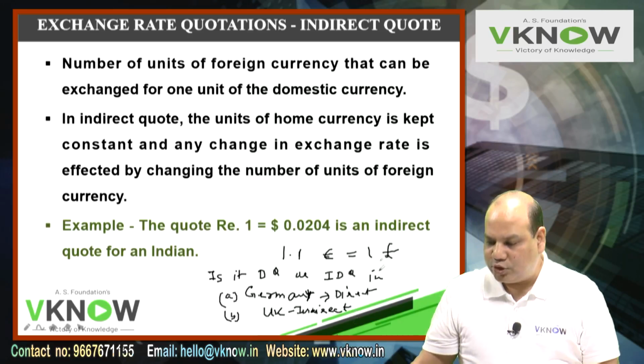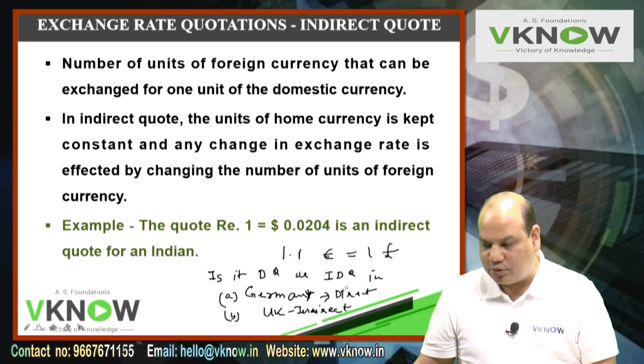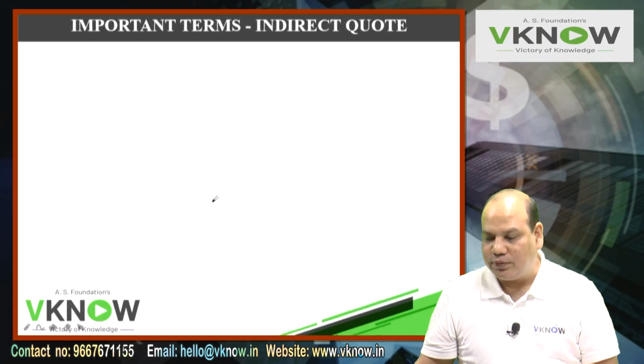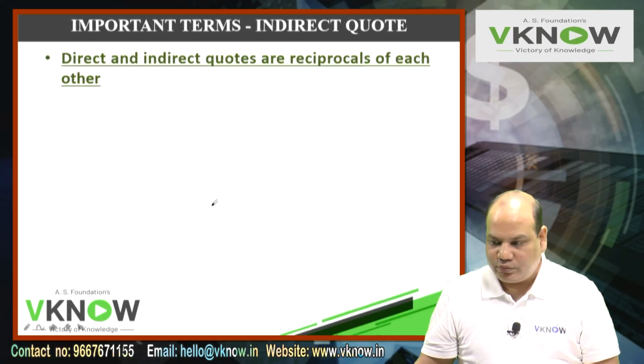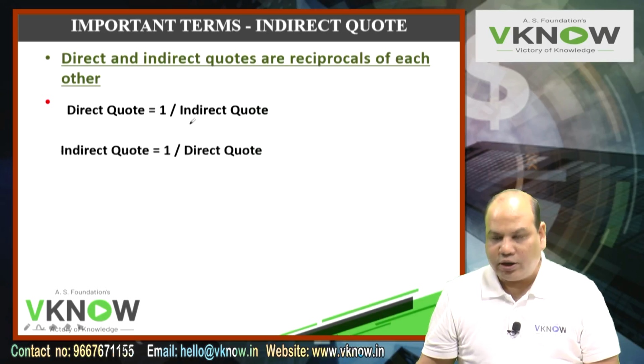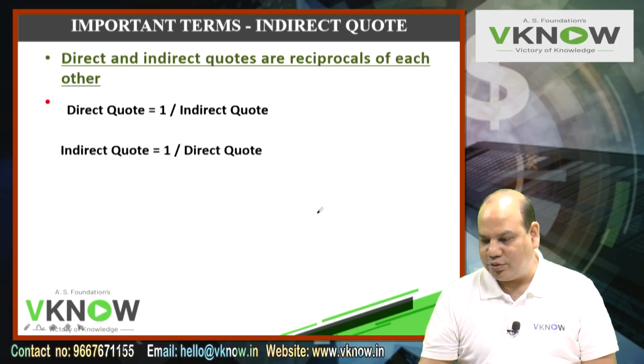Once these basics are clear, we can solve the problem, because some calculations will get affected because of the type of quotation. So what is the relationship between direct and indirect quote? Direct and indirect quotes are reciprocals of each other. That means direct quote is equal to 1 upon indirect quote. Indirect quote is equal to 1 upon direct quote.